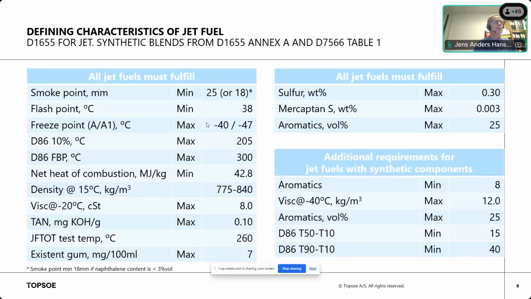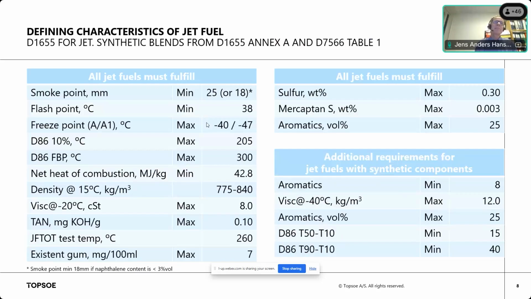And I will look more into the smoke point, and the smoke point has to be 18 if you have a low concentration of naphthenes, or minimum 25 if you have a high concentration of naphthalene. Flash point is very important. The flash point should be minimum 38 degrees C. Then the freeze point should be between -40 and -47 degrees C, and you can say the freeze point is depending on the nature of the molecules you have in the jet fuel.